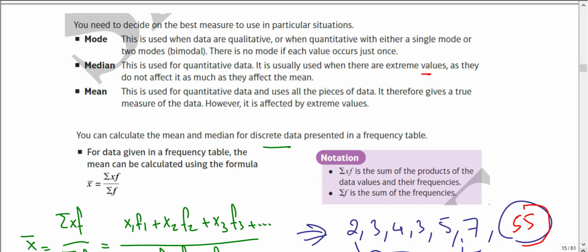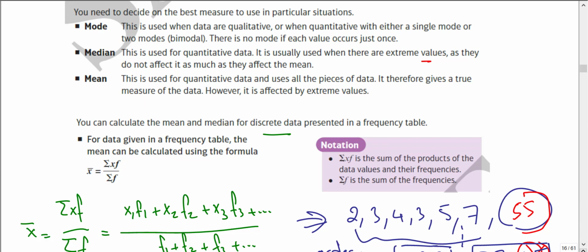When can we say median is better to use to measure a particular situation? They say this is used for quantitative data. Quantity means number, numeric data. It is usually used when there are extreme values. So if I have extreme values, we use the median as they don't affect it as much as they affect the mean.